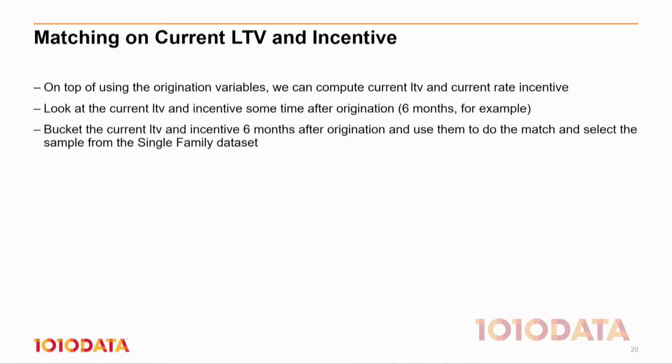Right? And here is a second idea. So how about instead of using the vintage to come up with scenarios, here you compute the current LTV and the current rate incentive. So you do that for all the loans in the stacker deal. You do that also for all the loans in the single family. And then what you're trying to do is match using the origination variables. And let's say that you look at the current LTV and current rate incentive 6 months after origination, right? So then you basically have 2 points, the origination and the 6 months.